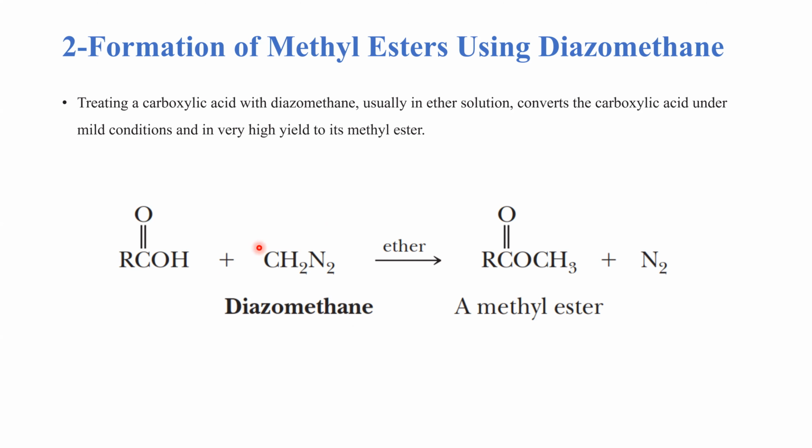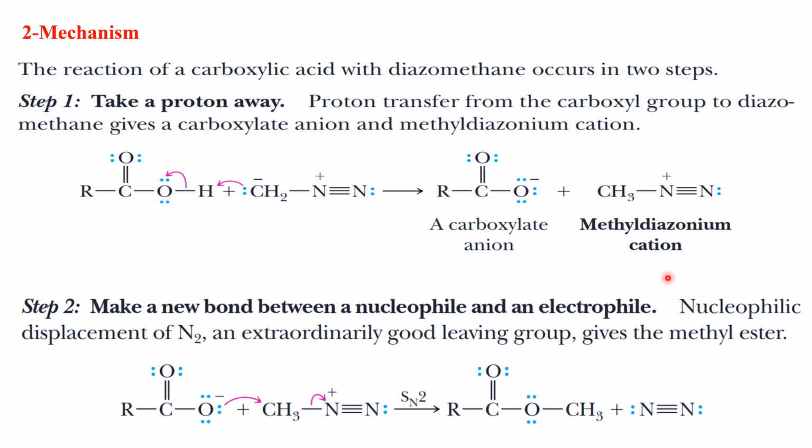So this is the method which we utilize. This is the overall reaction: we get the methyl ester because we are using diazomethane here, and nitrogen gas is evolved as the byproduct. Now we will see the mechanism.